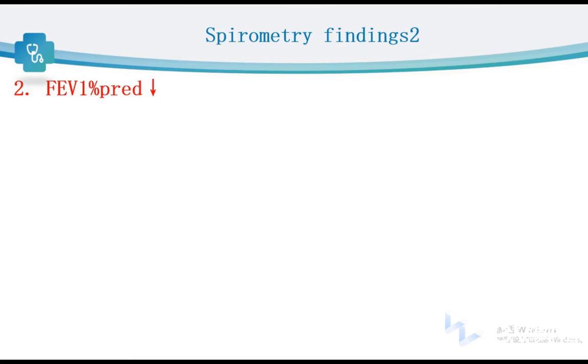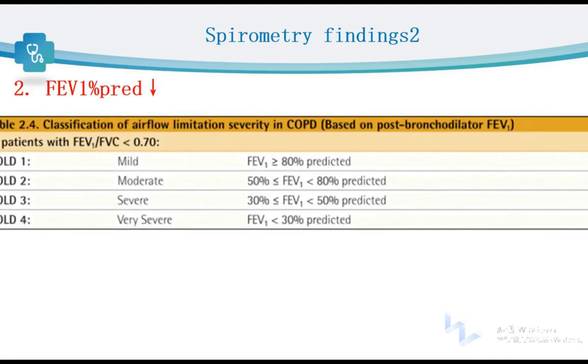According to the decreasing of the FEV1 in predicted, we can evaluate the severity of the airflow limitation in the COPD patient. As the table showing, we can divide the COPD patients into 4 groups. GOLD 1, mild. GOLD 2, moderate. GOLD 3, severe. GOLD 4, very severe. According to the data of the FEV1 in predicted with 80%, 50%, and 30%.